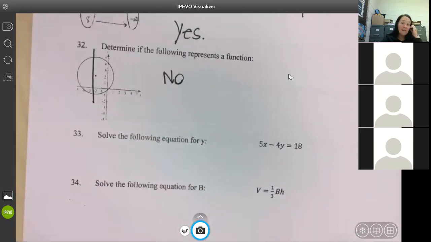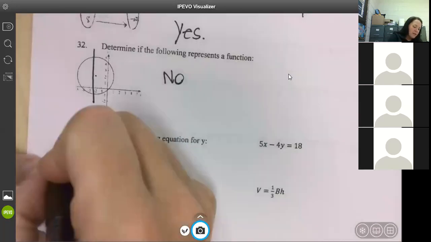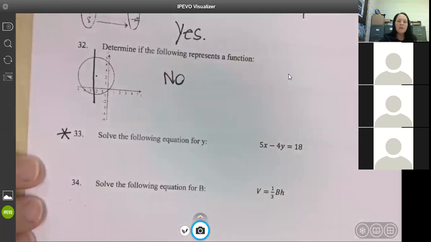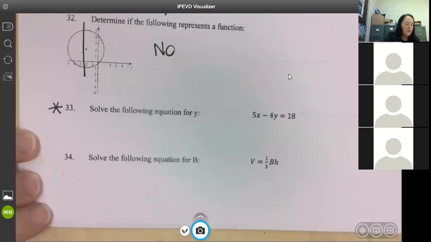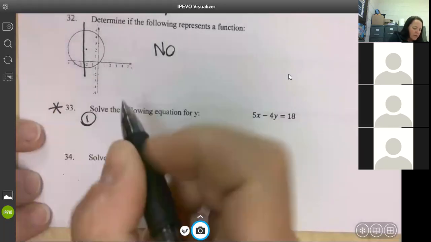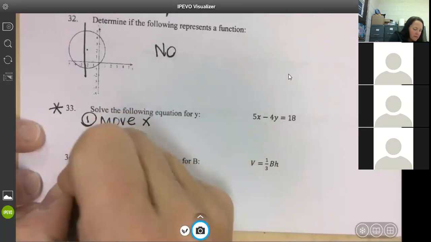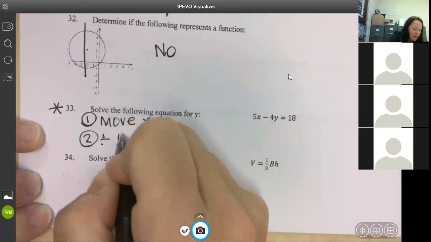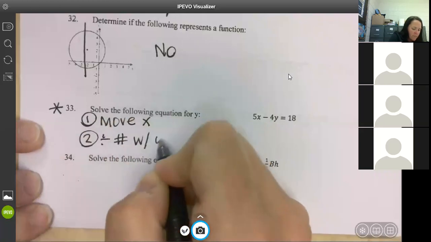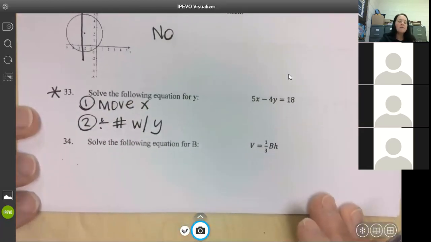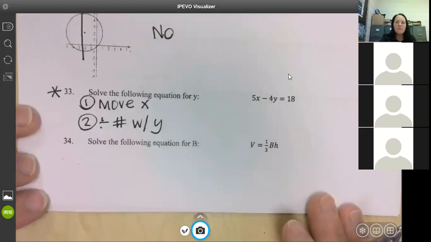All right, these are our last 2 questions. This question is missed more than any question on the test, right here. Your 2 steps for solving for y: move x, and then divide by the number with y. Guys, 2 steps, that's all you got to do.